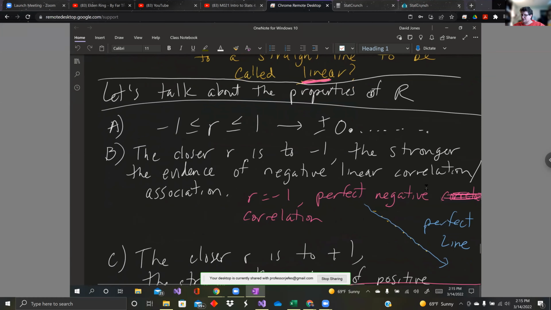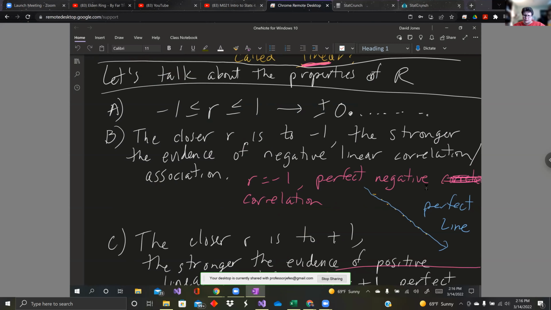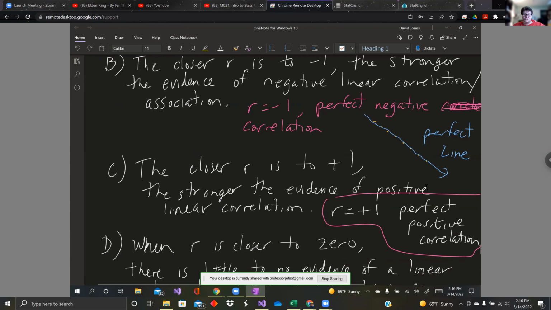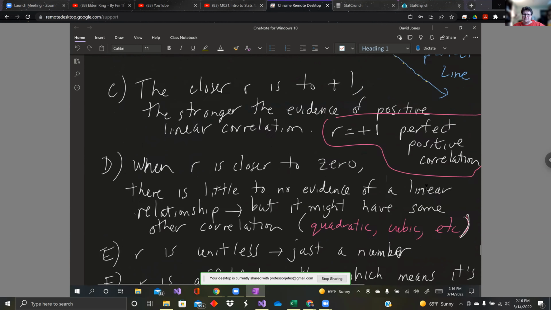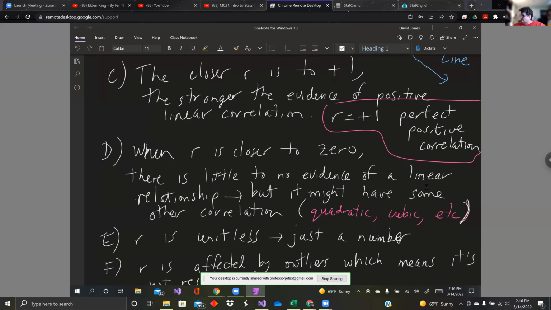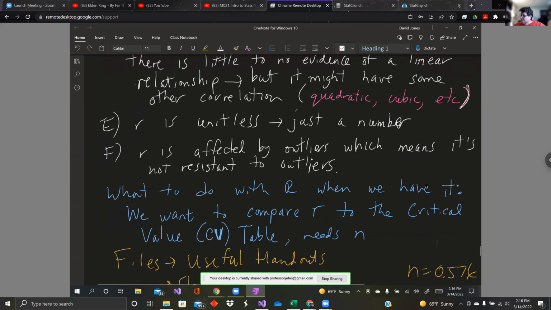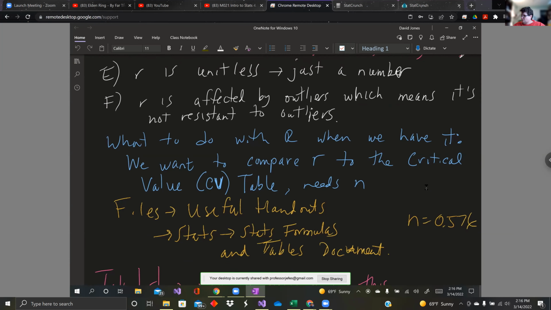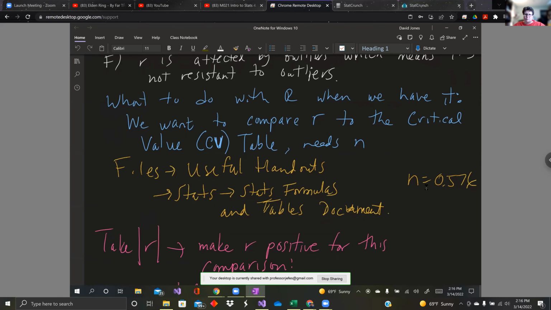R has some properties. It's always between -1 and 1. The closer it is to +1, the more perfect positive correlation it has. The closer it is to -1, the more perfect negative correlation it has. -1 and +1 are perfect, and values less extreme than those are a weaker correlation. When R is near 0, it doesn't show evidence of linear correlation at all, but there may be other forms. And it is impacted by outliers. When we do use it, we're going to use R, and when we get it calculated, we're going to compare it to a critical values table.